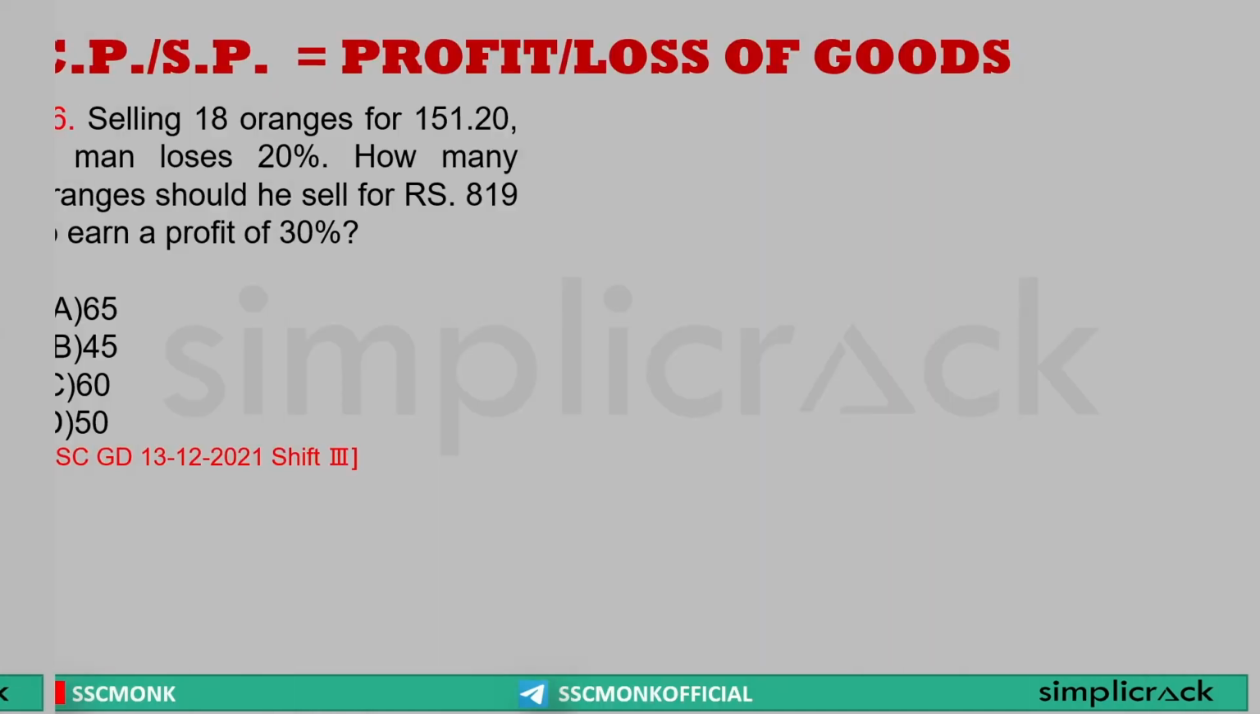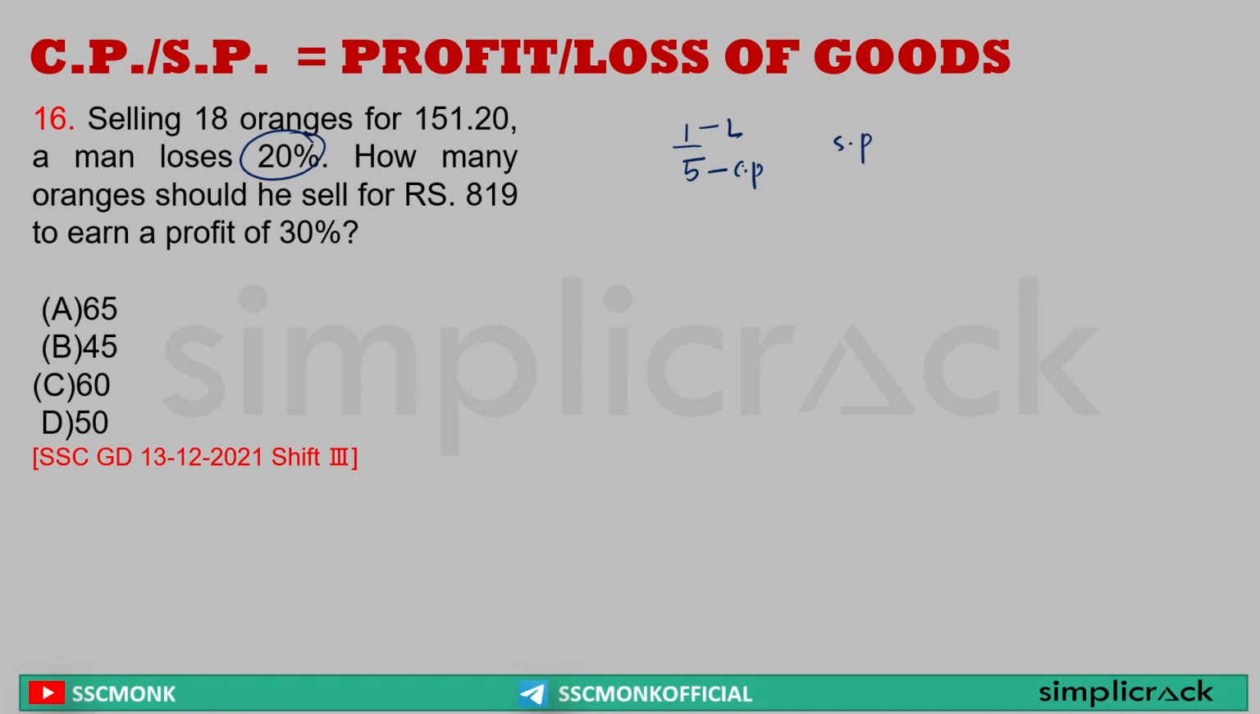Sorted. Next. Cost price or selling price is equal to profit and loss of the goods. Now understand this. Selling 18 oranges for this many rupees, a man loses 20%. How many oranges should he sell for 819 to earn a profit of 30%? Now, first thing is you should not panic by seeing this question. Very simple. Man is losing how much? 20%. So 20% means 1 by 5. This is the loss. This is the cost price.